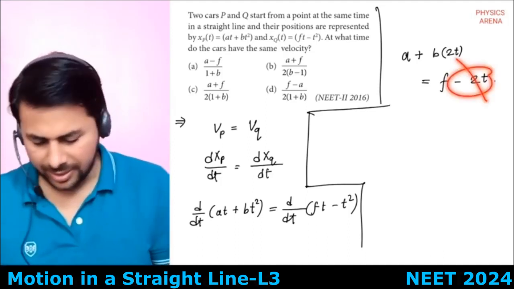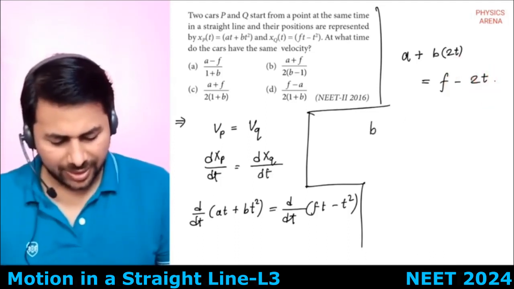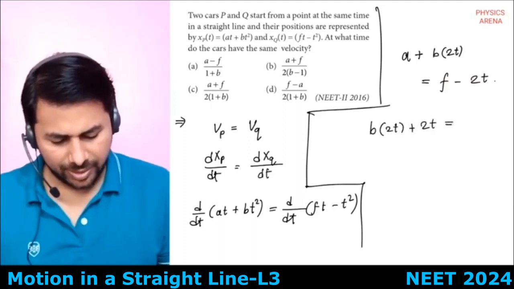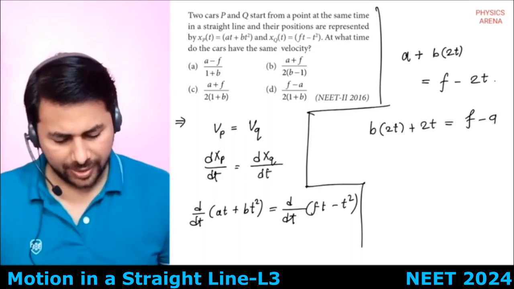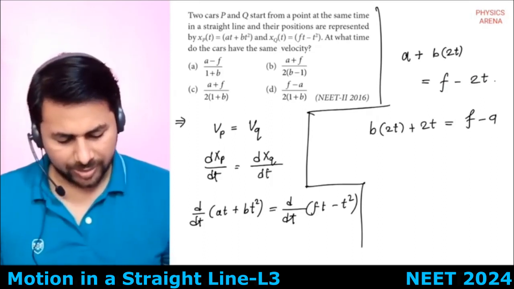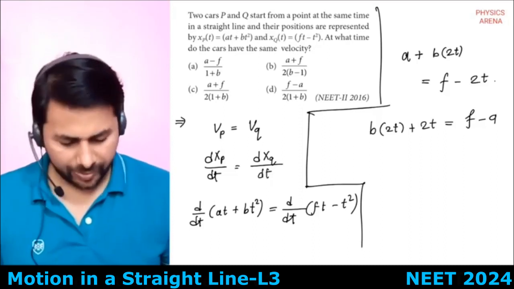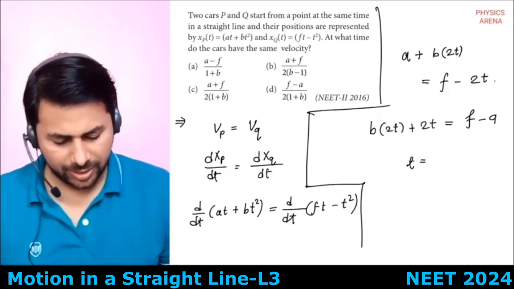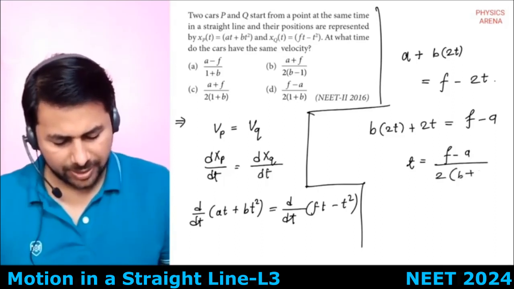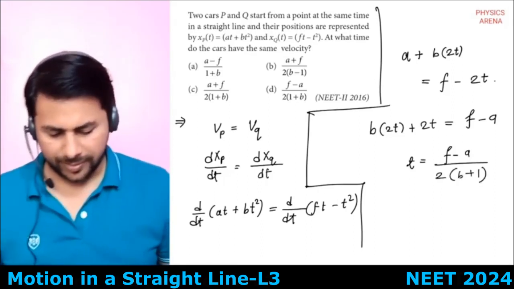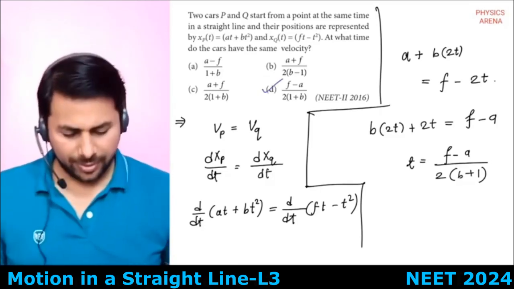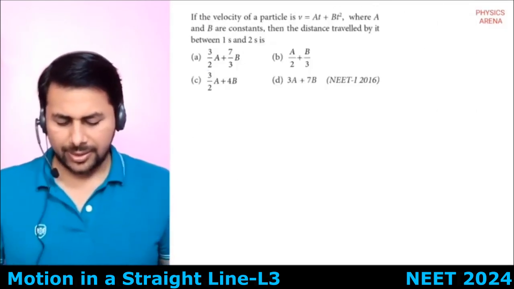So I will take the terms containing t on one side. So it is b times 2t plus 2t. It's equal to f minus a. If I take t common, then it will be 2b plus 1. If I take that in denominator, so t is equal to (f − a) divided by (2b + 1). Okay, right, very good. It's option D. Then let's see the next question.